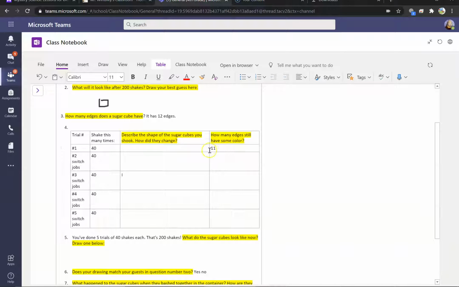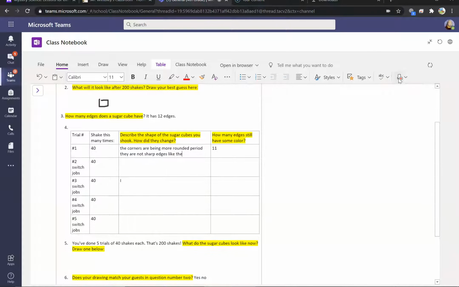And what do we notice about the shape? The corners are becoming more rounded, period. They're not sharp edges like the last one, period. Alright, now we're going to do it again. So let's put them back in.